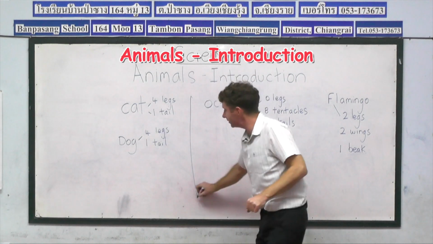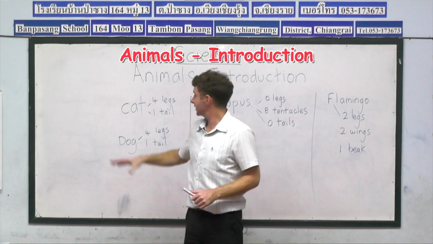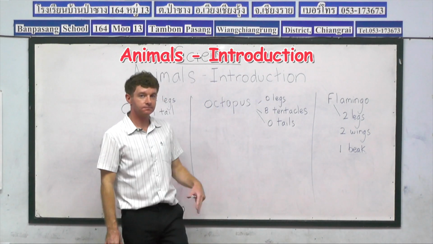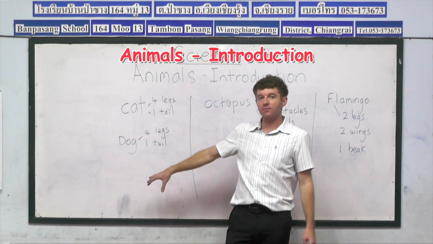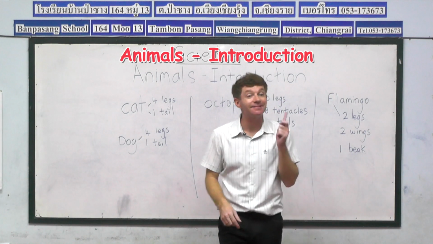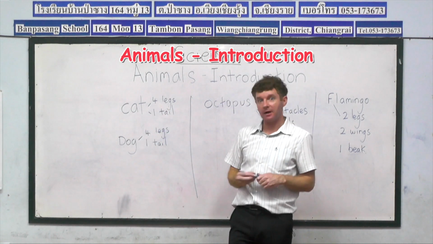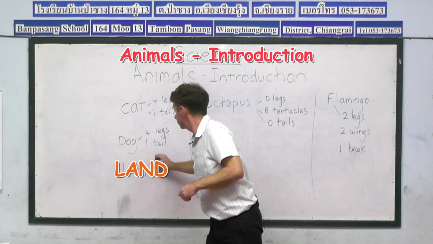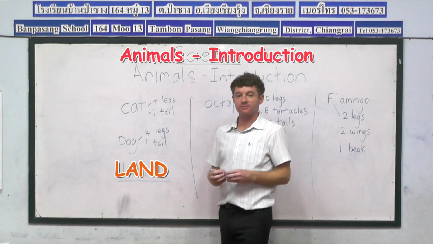Now, does anybody else notice anything about the three types of animals? Cats and dogs, octopus, flamingo. Where can we find these animals? Cats and dogs can be found around us where we live. So we call them land animals. Yes, animals that can be found on land. L-A-N-D. All together, guys, land animals.